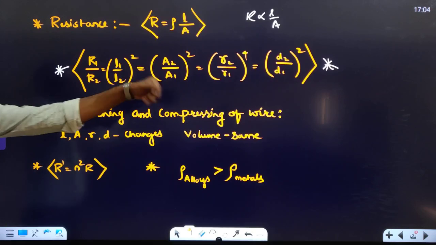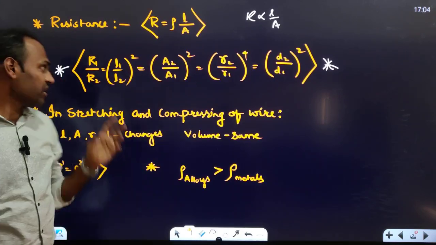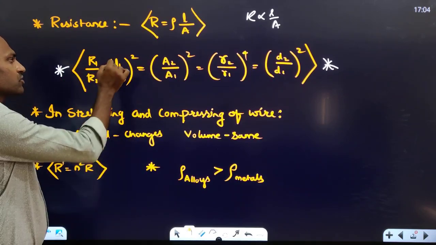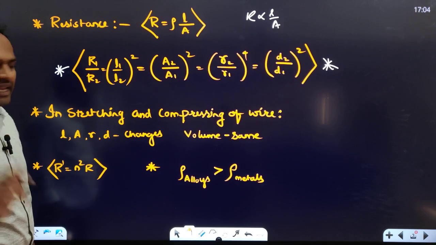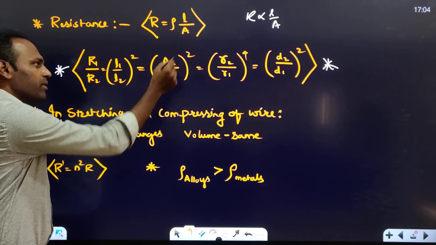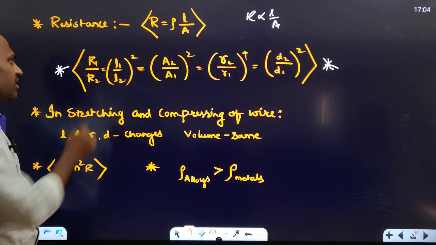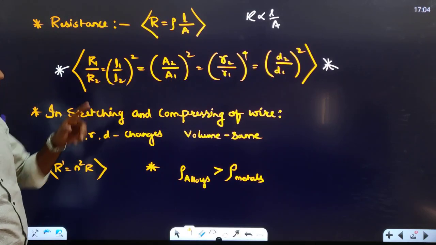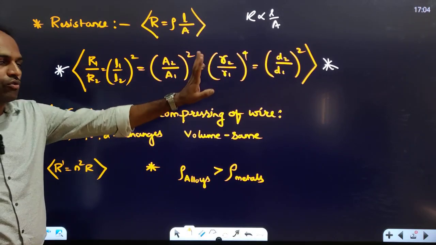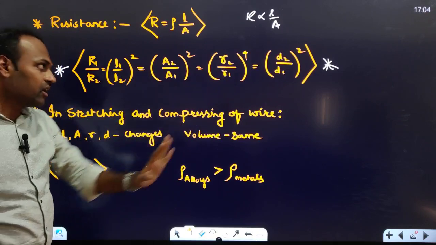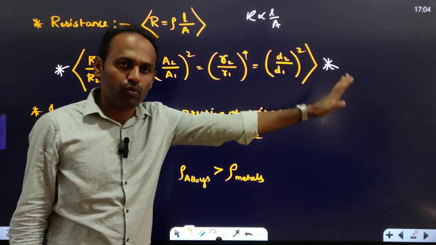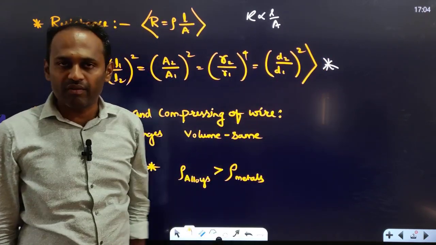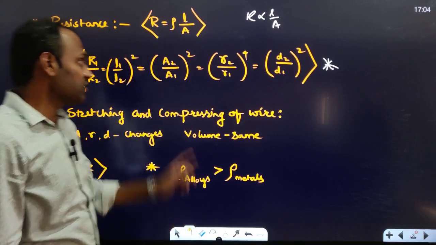But this is the final. If change in length is given, you use this R1 by R2 is equal to L1 by L2 whole square. If change in area is given, R1 by R2 is equal to A2 by A1 whole square. If change in radius is given, R1 by R2 is equal to R2 by R1 whole raised to 4. If change in diameter is given, R1 by R2 is equal to D2 by D1 whole raised to 4, right? So this is the main relation which you have to use to calculate the new resistance whenever a wire is stretched or compressed. So remember this formula correctly.